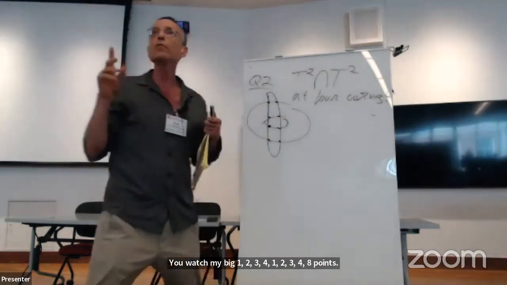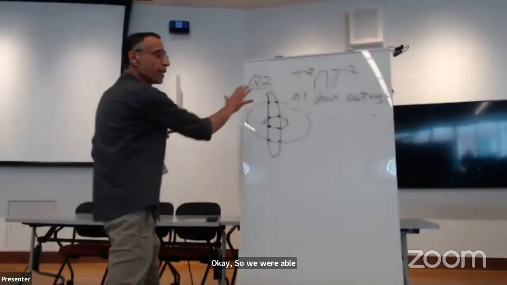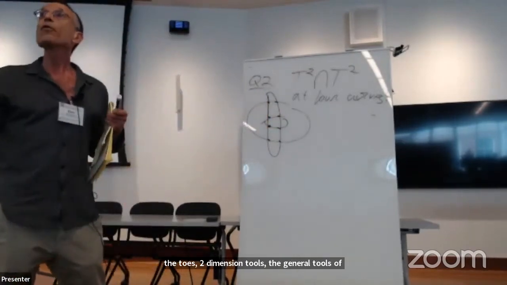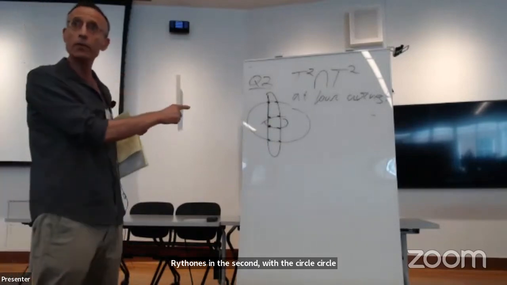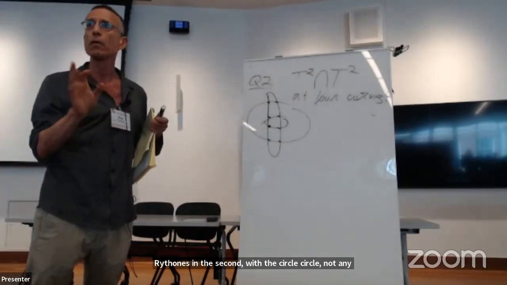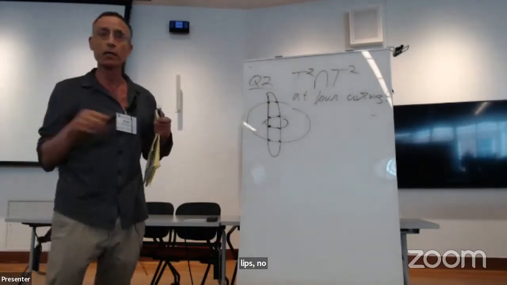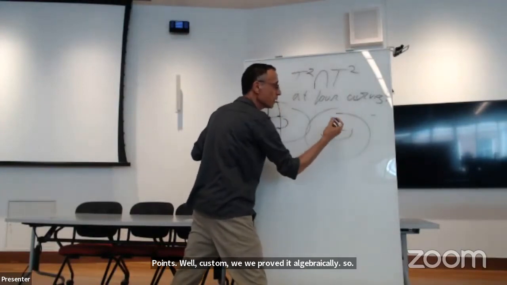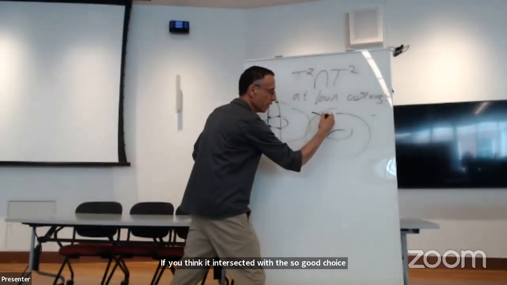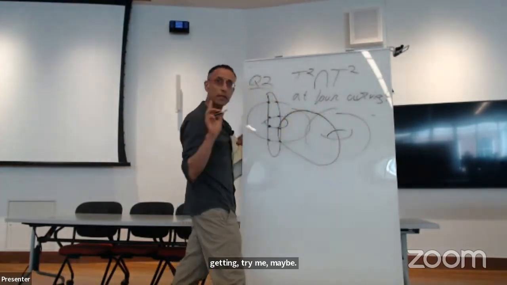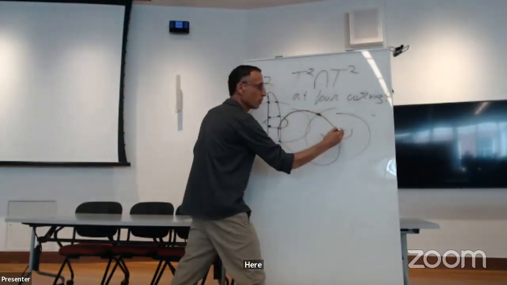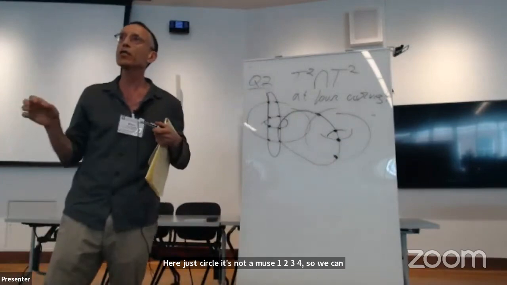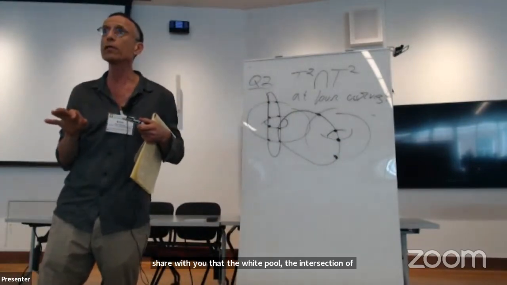But we were able to prove the following fact. If you take a torus, a two-dimensional torus, a general torus or right torus, and intersect it with a circle, not an ellipse, 4 points. We proved it algebraically. So if you take a torus and intersect it with a circle, it's a circle, it's not an ellipse. 1, 2, 3, 4. So we can share with you the algebraic proof that the intersection of a circle with the torus is at most 4 points.